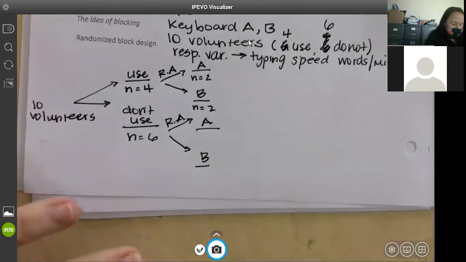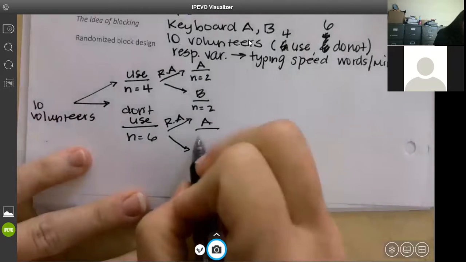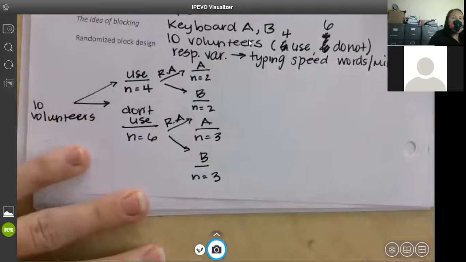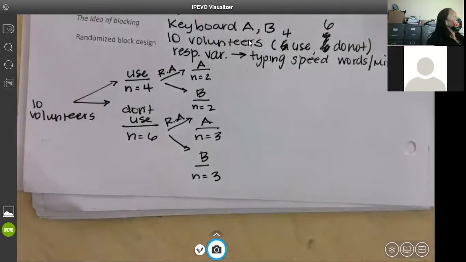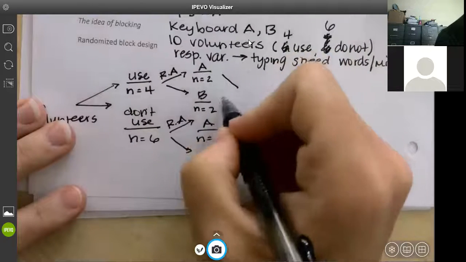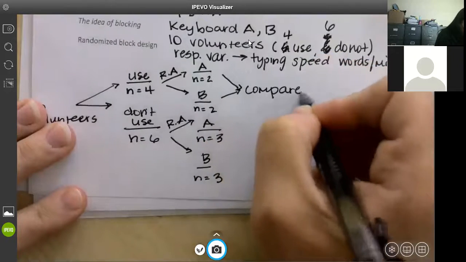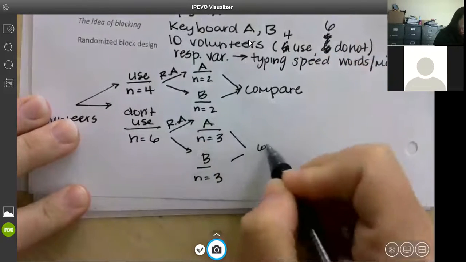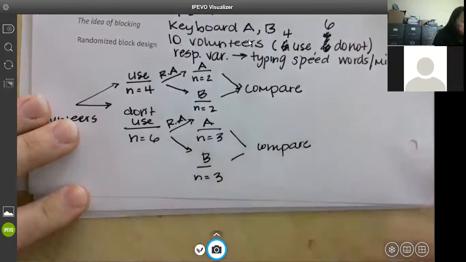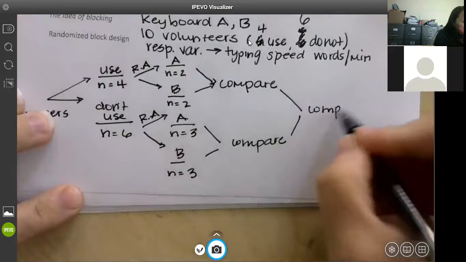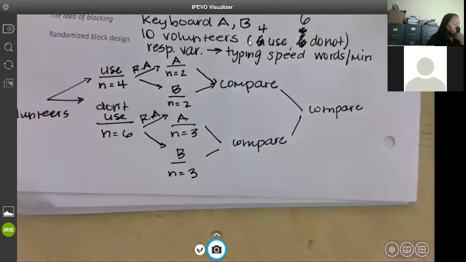How many are going to do that? 3 and 3. So then the difference in the rest of it is that you're going to compare these 2 against each other. And then you're going to compare the 2 different blocks altogether. Okay, so I'm going to go over it one more time.